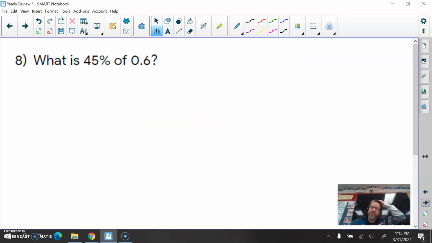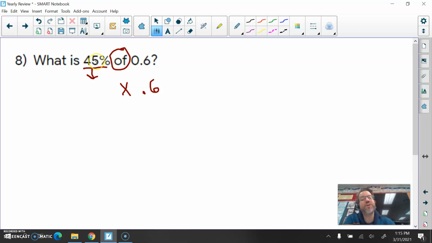All right, number 8, what is 45% of 0.6? Whenever you're finding percents, these are multiplication problems. In math, the word of means times. Of means multiply. So we're multiplying by 0.6. What are we multiplying? Well, 45%, we need to change this into decimal form. And you do that by moving the decimal point to the left 2 spaces.